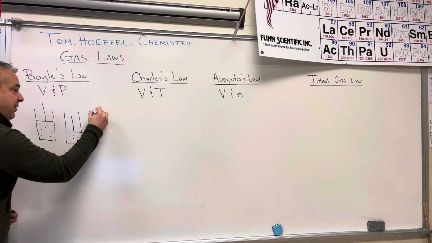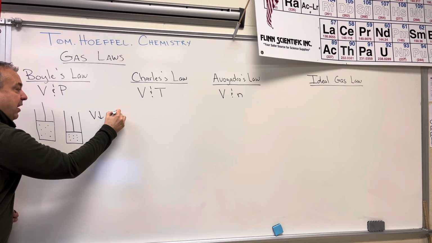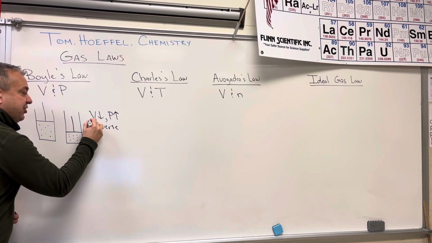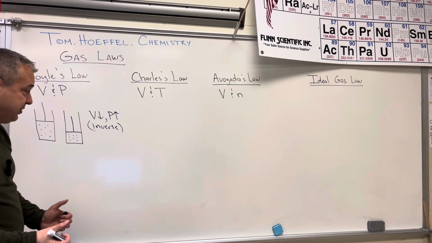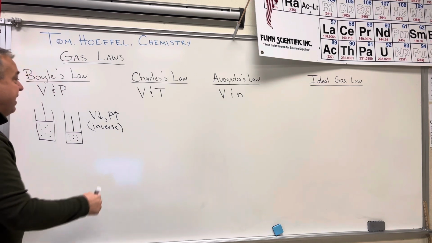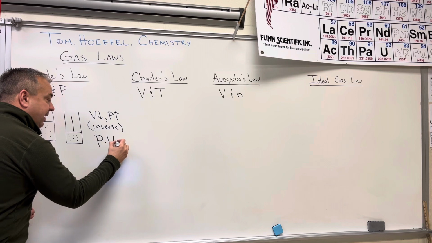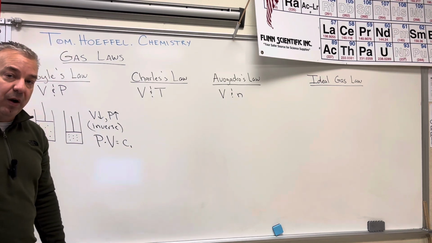So as the volume goes down, the pressure goes up. And we call that an inverse relationship. So as one goes up, the other one goes down. Now, I want to write a mathematical expression for this as well. And the way I'm going to write that is that P times V is equal to some type of constant, and I'm going to call it constant 1.